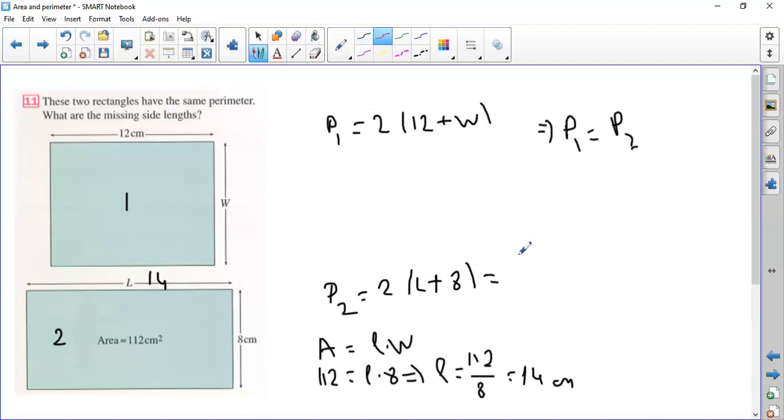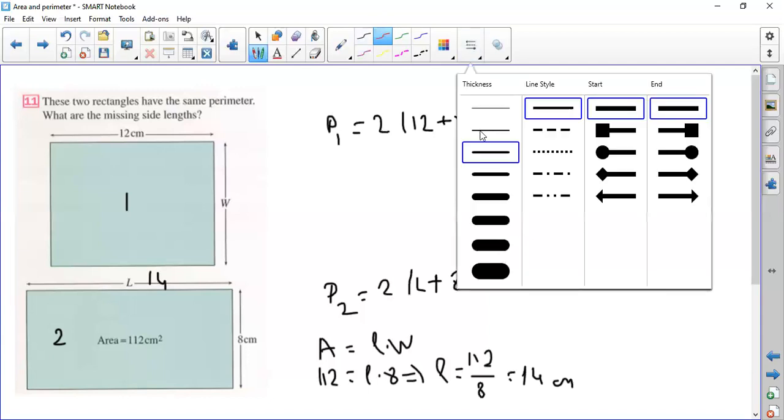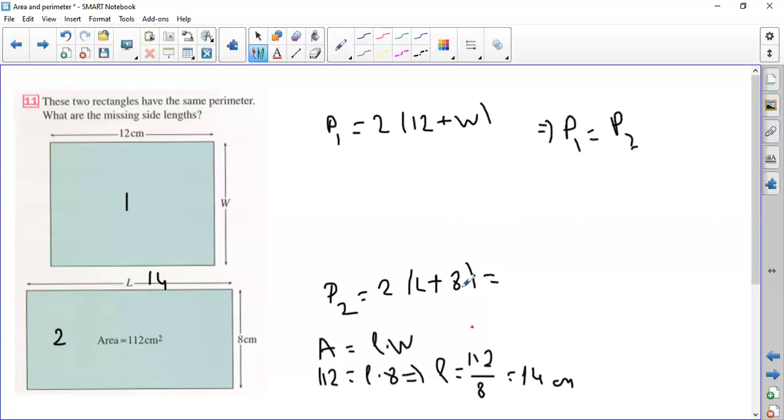So now I can write 2 times (14 plus 8), which is equal to 2 times what? 14 plus 8 is 22. 2 times 22 is 44 centimeters. So the perimeter of this rectangle is 44 centimeters. But I know that it is the same as the first rectangle. So P1 is 44 too. Okay, I found this one as 44 centimeters.